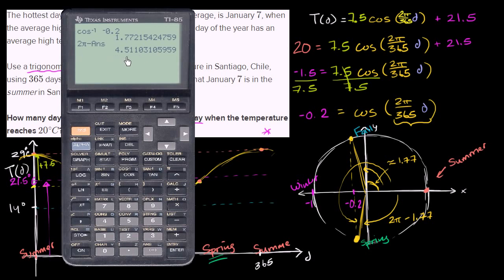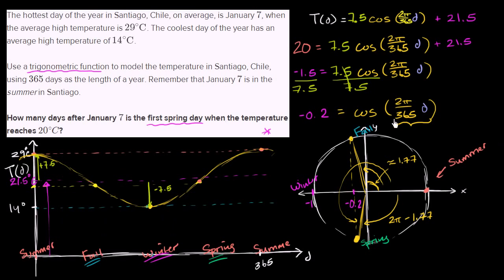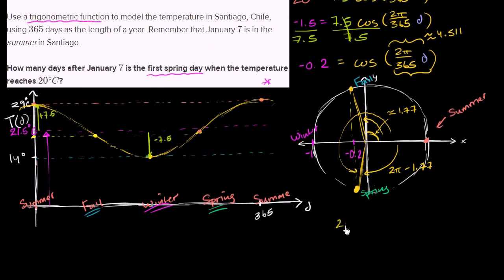Now, we're not done yet. That's just the angle. That's the argument that we need to give in here to get to that point. But what's the days going to be? Well, 2 pi over 365 days is going to be equal to this number, 4.511. So let me write that down. So this right over here is going to be approximately equal to 4.511. So we scroll down a little bit. We can say 2 pi over 365 times the days after January 7th is approximately going to be equal to 4.511.